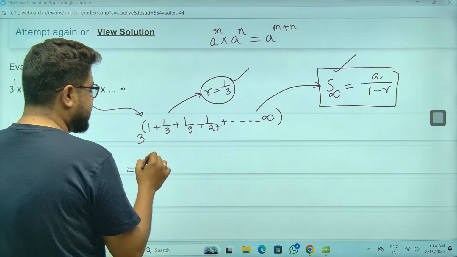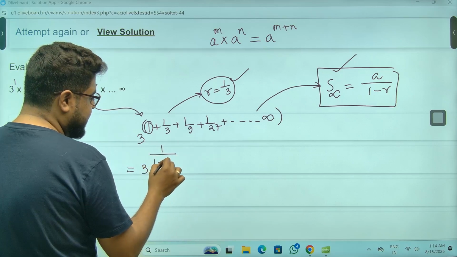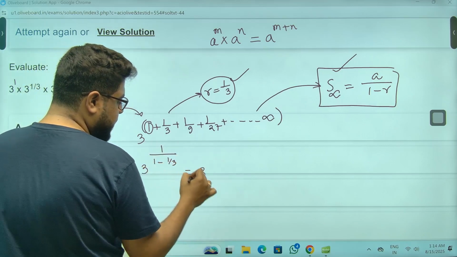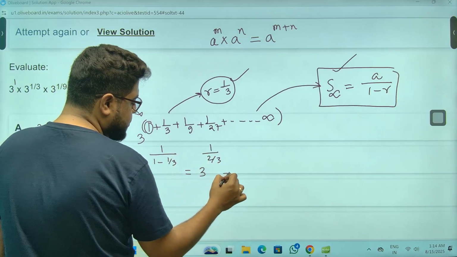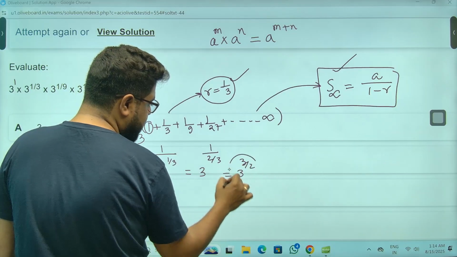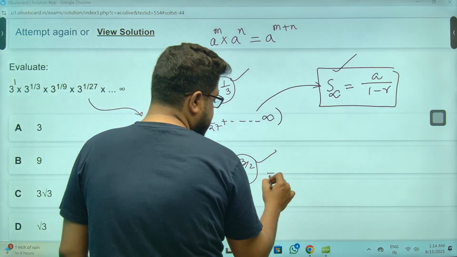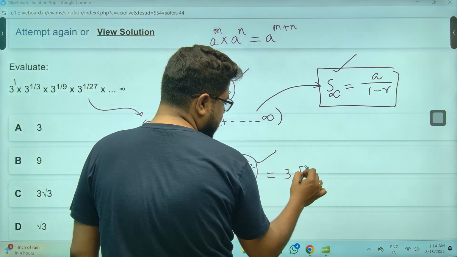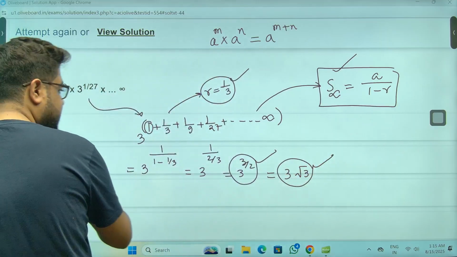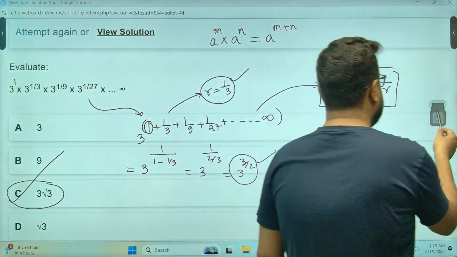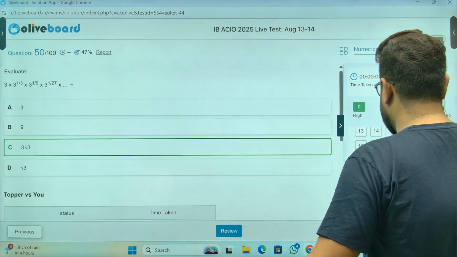So what is A? A is 1, so 1 by 1 minus R is 1 by 2 by 3. So that is 3 to the power 3 by 2. That's your answer. 3 to the power 3 by 2 means 3 root 3 actually. So my answer will be option number C. Option C is my correct answer. Very, very simple question.